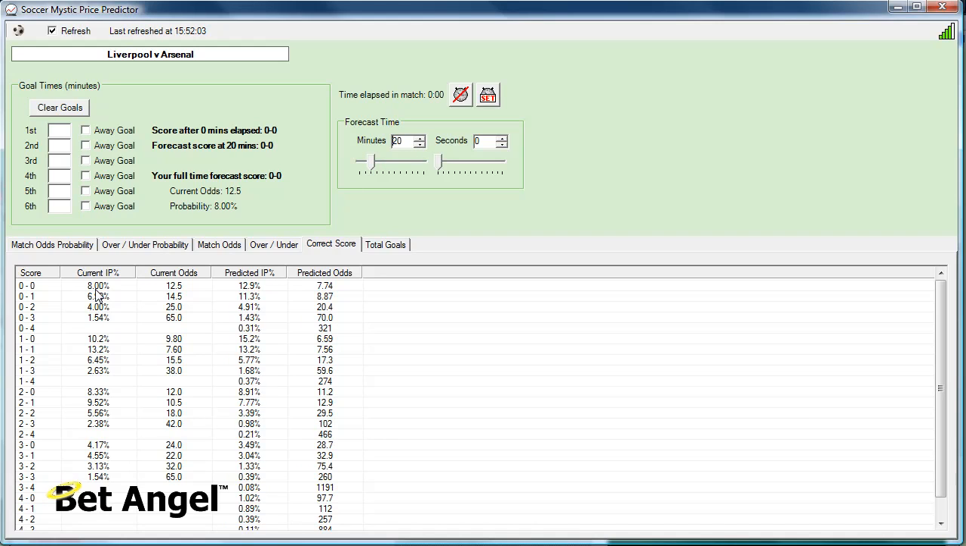So the chance of 0-0 was 8% at the start, and if we wind it forward to 20 minutes, you can see that the odds have changed. It's moved up about 4%, 0-1's moved up about 4% as well, and 1-0 has increased in value as well. If we look at 1-all, however, 1-all is remaining fairly static. We're seeing a bit of movement there, but not a significant amount.